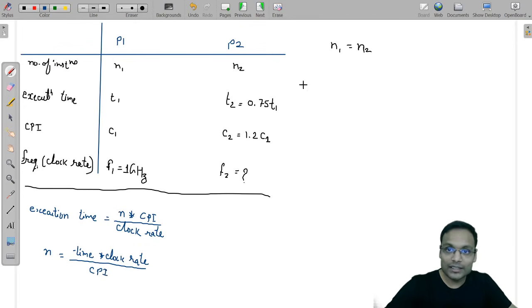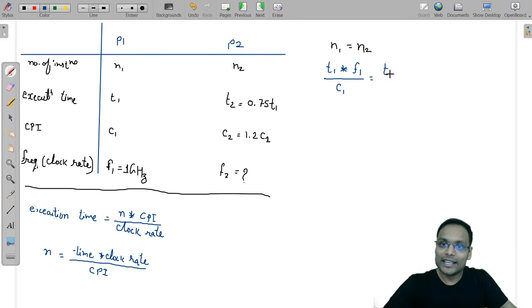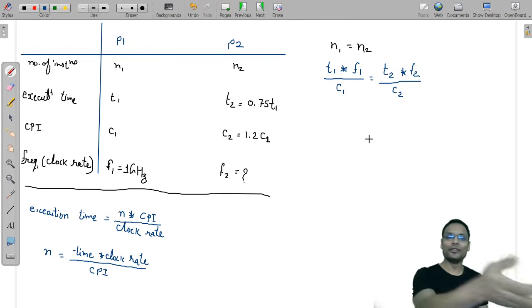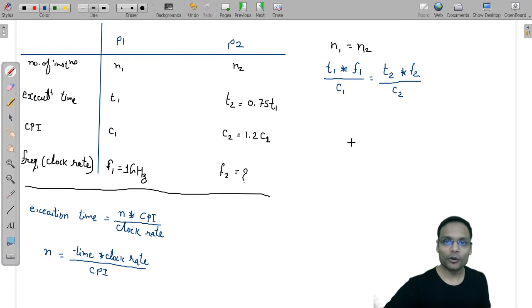If I am equating these two, N1 is equal to N2, number of instruction for P1 processor and P2 processor are equal, can I write this, that time required T1 into clock rate frequency F1 divided by CPI average C1 is equal to T2 into F2 divided by C2. अब तो सिंपल हो गया यार, वैल्यू रखो आंसर पाओ.